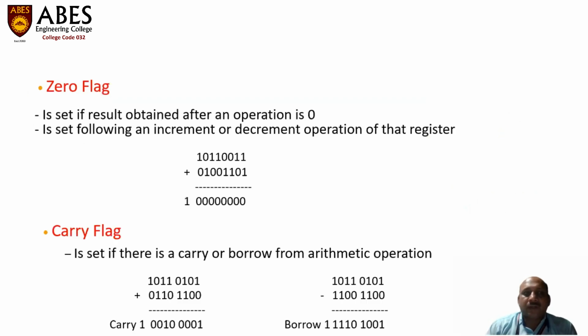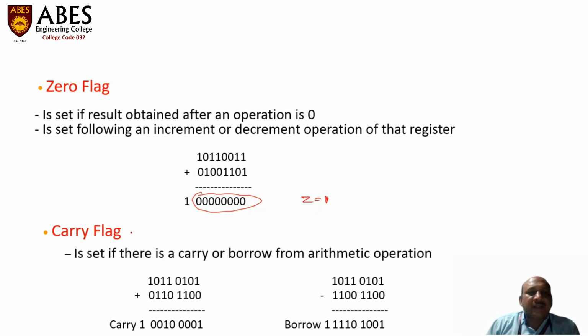Okay. Now comes the zero flag. The zero flag basically indicates the result is 0. If you're doing any operation, subtraction, addition, multiplication, whatever, and the whole result is 0. For example, if we're doing addition, and we get all 8 bits in the result as 0, it means your zero flag will be 1. This indicates your result is 0.